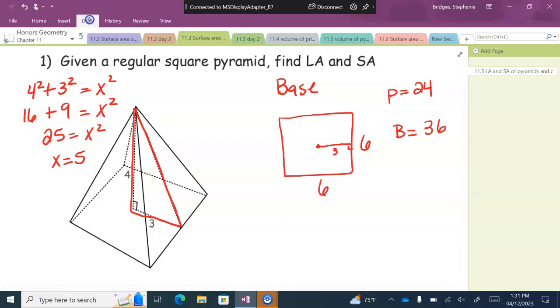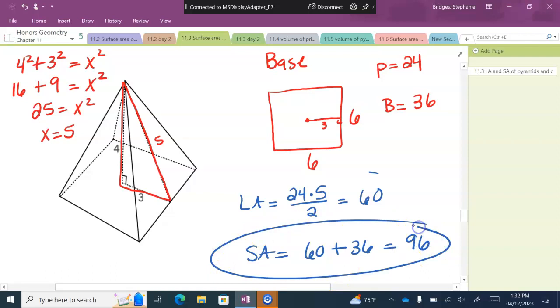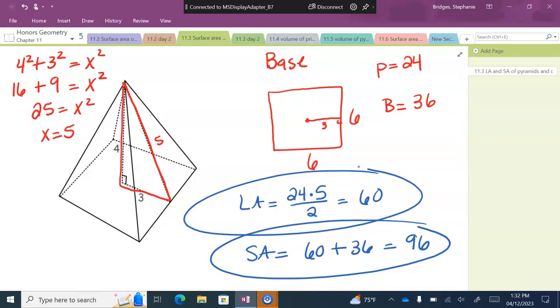Now, do we have enough to find everything? Yes. All right, so let's work on our lateral area. It is my perimeter, which is 24, times 5, my slant height, divided by 2. You get 60. And then my surface area is that lateral area, plus what did I say the area of the base was? 36, and that's going to give me 96. So sometimes we have to use that right triangle inside to help us figure things out.